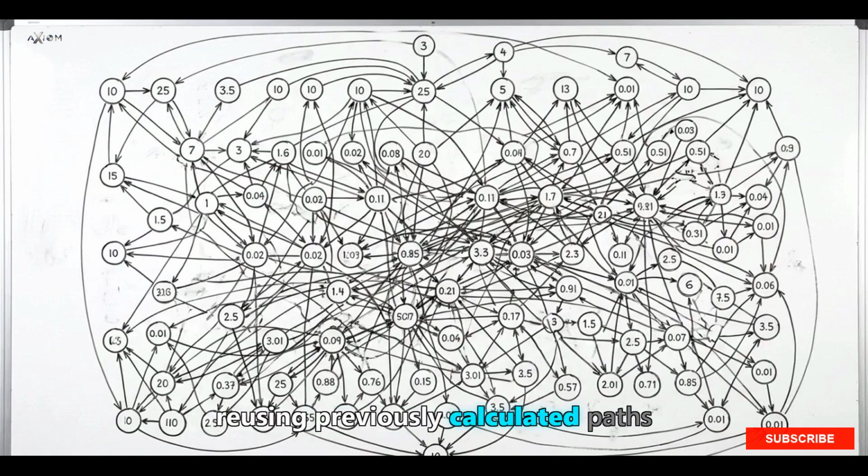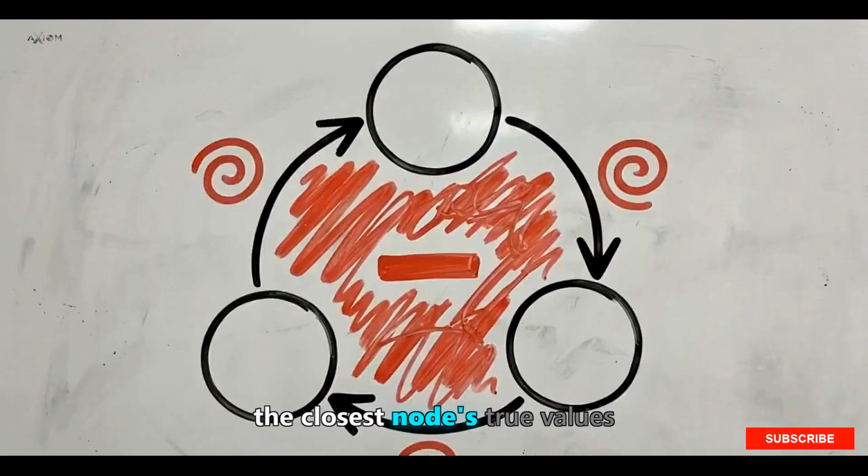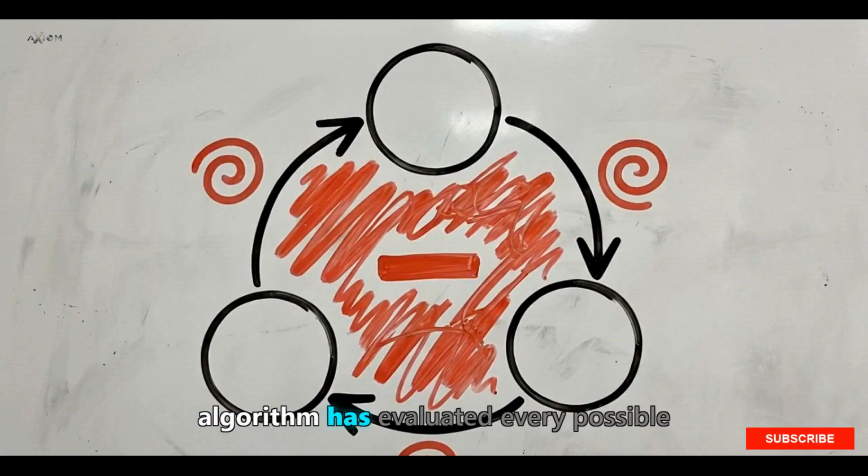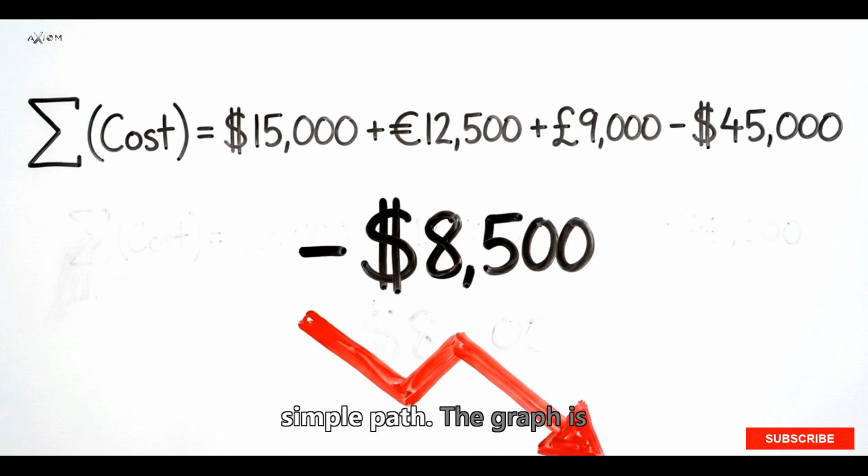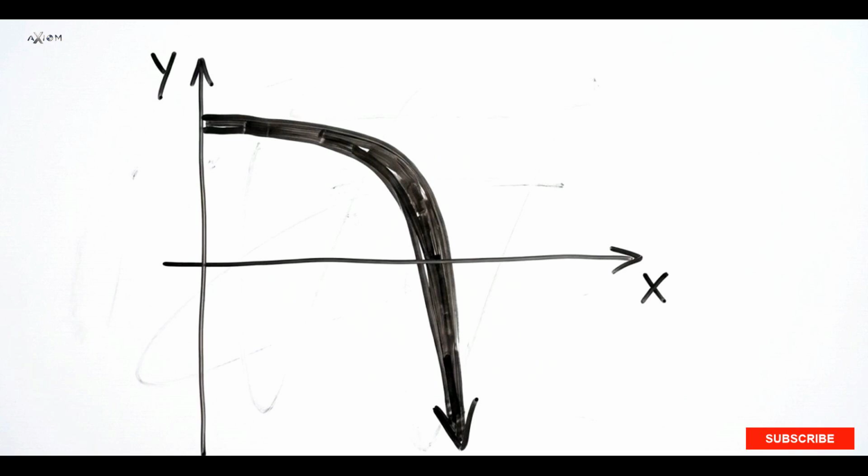By reusing previously calculated paths, the graph resolves edge by edge, locking in the closest node's true values first. After exactly V minus 1 iterations, the algorithm has evaluated every possible simple path. The graph is forced into its mathematically optimal state. But what if a path isn't simple?